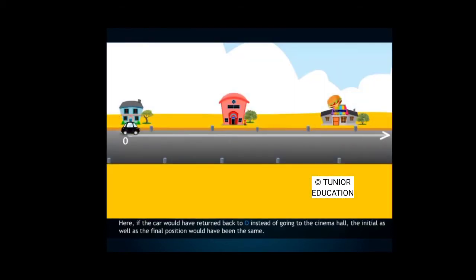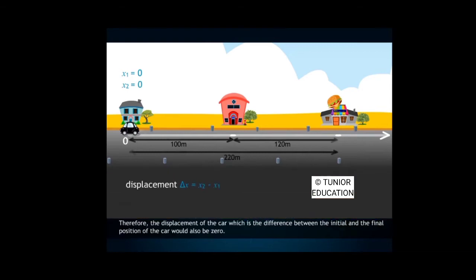Here, if the car would have returned back to O instead of going to the cinema hall, the initial as well as the final position would have been the same. Therefore, the displacement of the car, which is the difference between the initial and the final position of the car, would also be 0. However, the path length would not be 0, as the car has traveled a distance of 220 meters and back. That is, a distance of 440 meters in all.